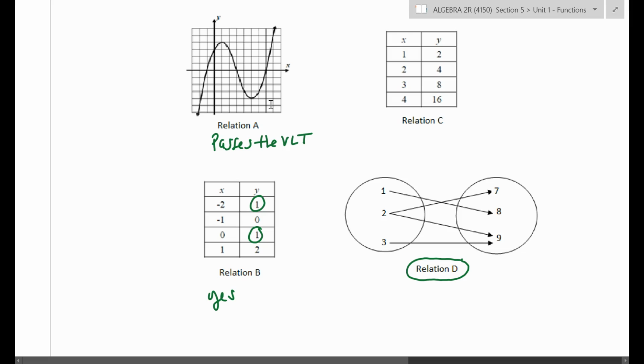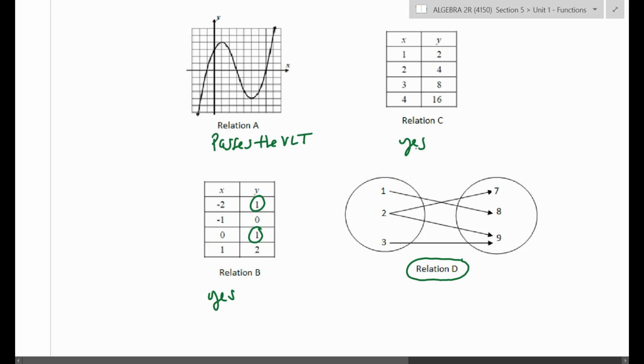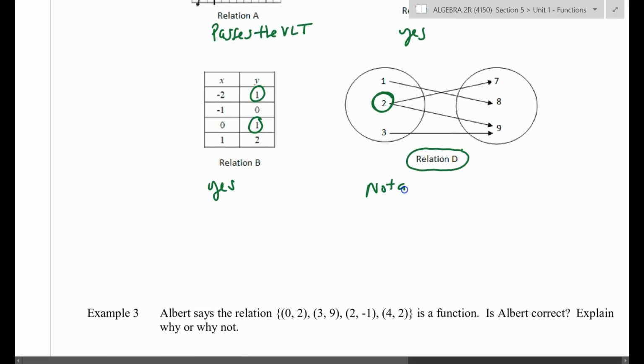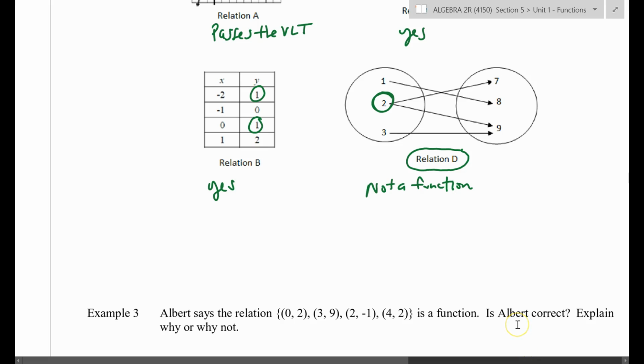Relationship C, what do I have? I have x values of 1, 2, 3, and 4. They are all unique. They're all different, so I can't determine anything. So we've got to be good, right? And relationship D. Here's the problem. This person right here did what? They put $2 in, and one person got 7 in return, and the other person got 9 in return. And so this is not a function. If they got 2, 7 twice.